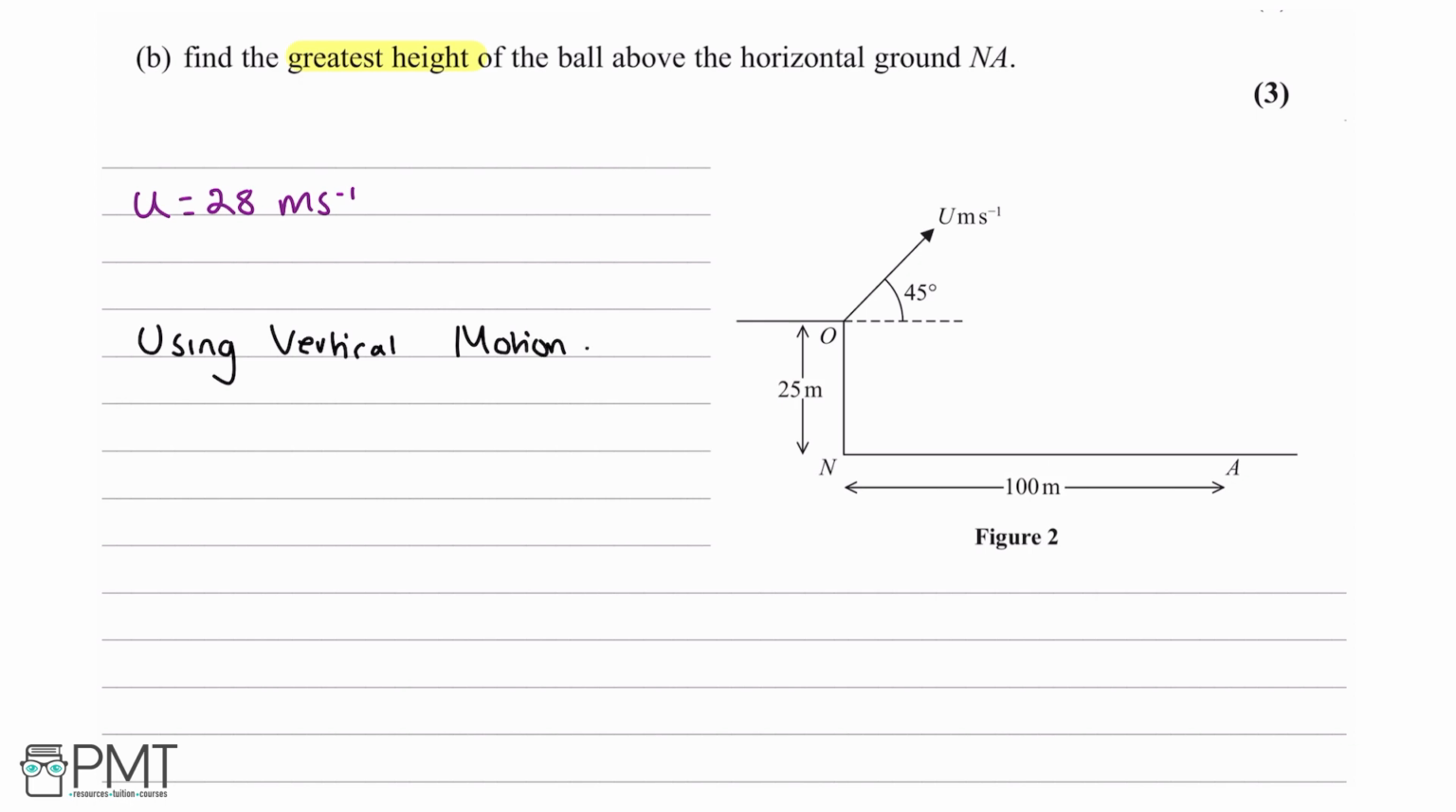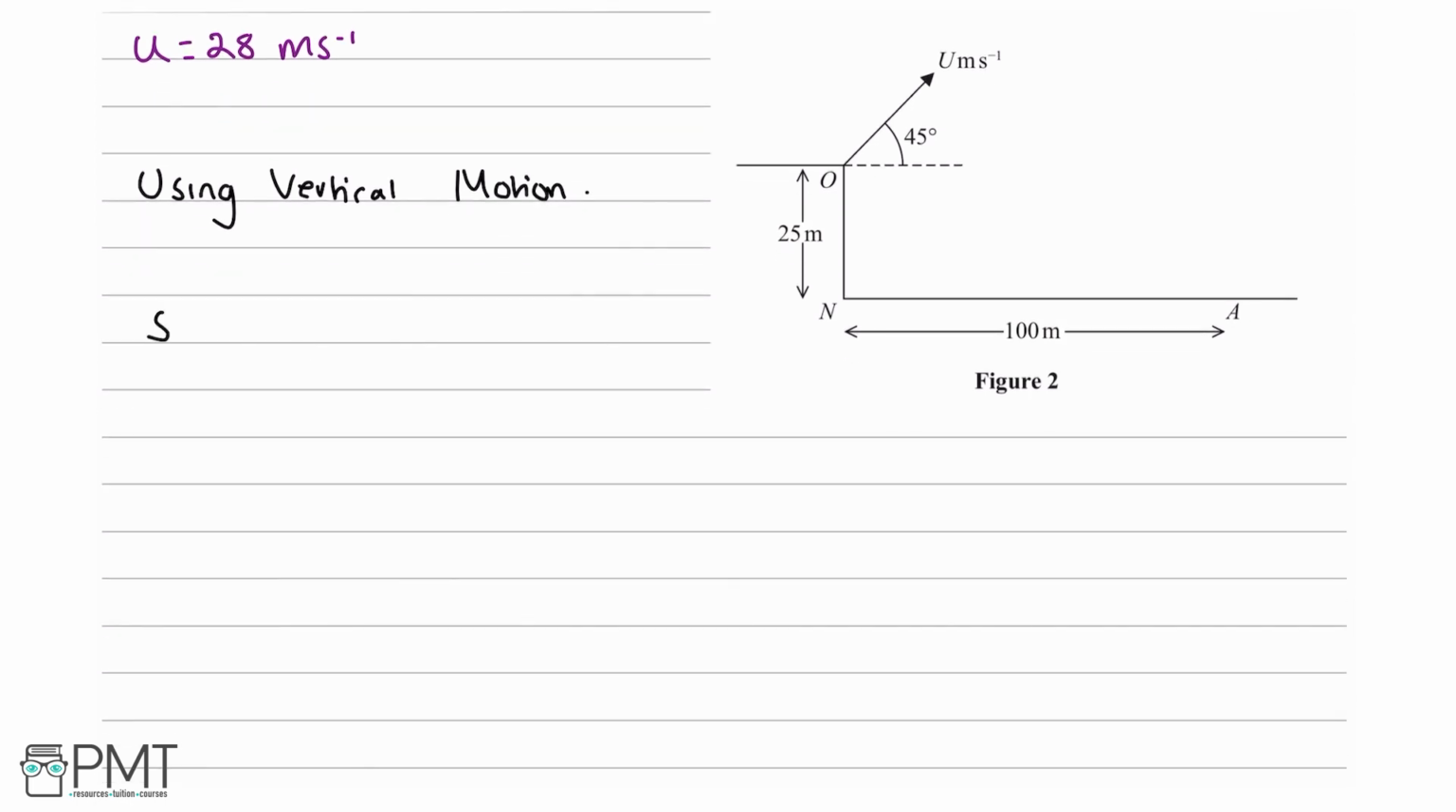like this, we're going to set up our SUVAT again, and we're just going to look at the vertical component for now, okay? So the height above the ground for the projectile is h. The reason this is positive h is because we have taken up to be the positive direction in part A, so we're going to keep it that way. And because this height h will be above our starting point of O, that means it's a positive displacement. u is going to be 28 sine 45. Our final velocity is going to be 0.